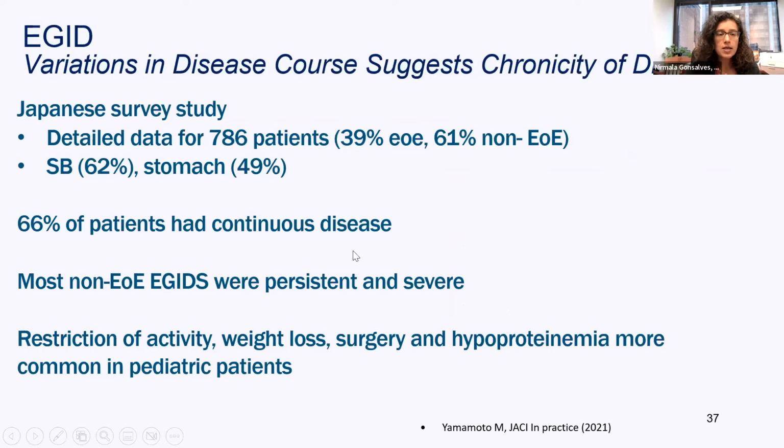Another study was done in Japan. This was a survey study. They collected data on 786 patients, and 61% of them had non-EOE EGIDs, 62% in the small bowel, and 49% in the stomach. And what they found was that 66% of their patients had continuous disease. And most non-EOE EGIDs were persistent and severe. In their population, they found that restriction of activity, weight loss, surgery, and low protein levels were more common in their younger patients.